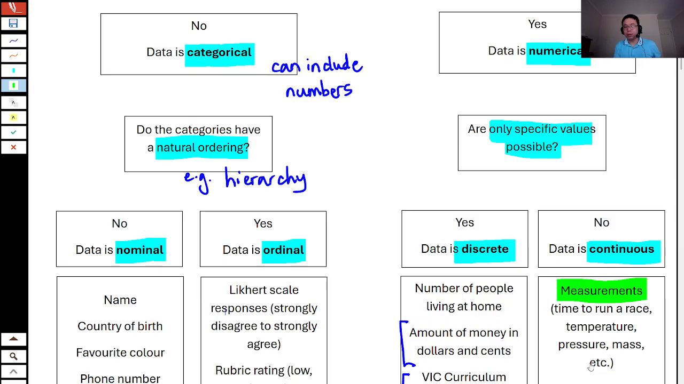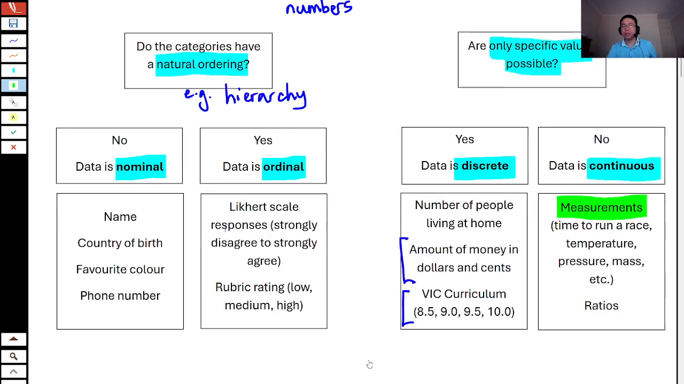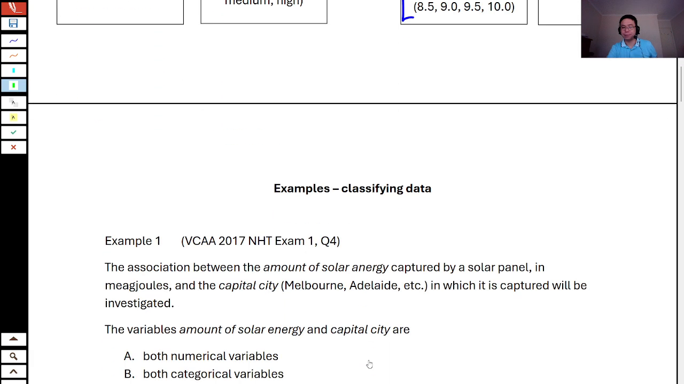A ratio involves dividing two quantities. So if those quantities are discrete, once you do the division, any value theoretically is possible. So that's why I've put ratios underneath the continuous classification as well. There are some well-known examples where it's difficult to classify data, and we'll talk about them in a future class. But for now, let's look at some past exam questions.